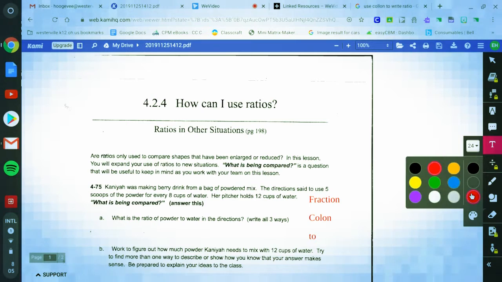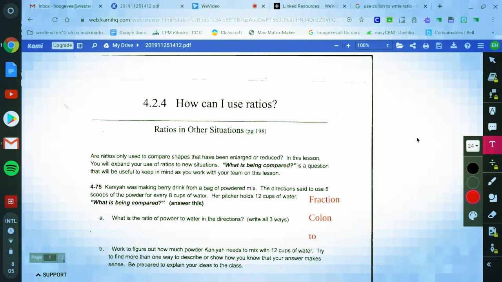So in 475, you have Kanaya was making a berry drink from a bag of powdered mix. The directions said to use 5 scoops of powder for every 8 cups of water. Her pitcher holds 12 cups of water. What is being compared? What ratio of powder to water in the directions?